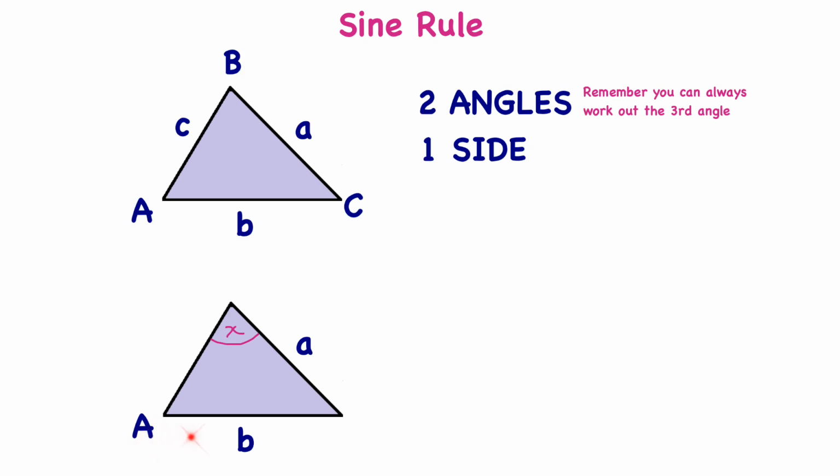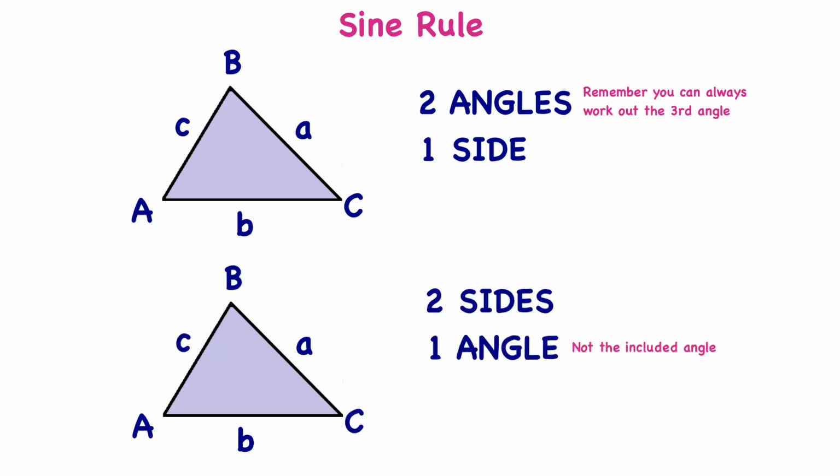So if we had angle A, side B, and we're looking for this angle B, we have a pair there, and in this pair we have just the one unknown, x, which we're trying to find. So that is the second condition for using the sine rule. Now let's have a look at the cosine rule.